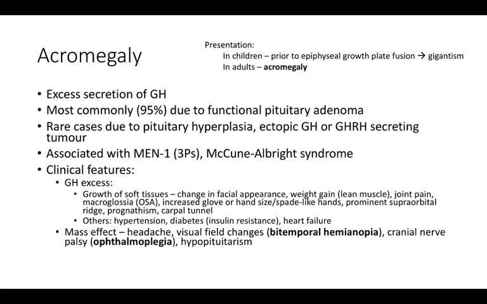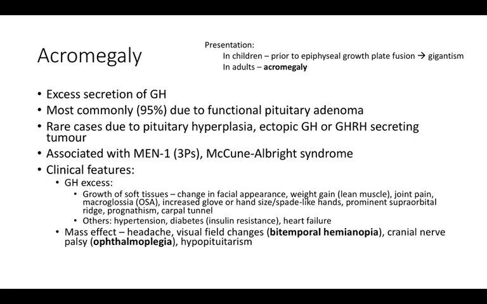Clinical features associated with acromegaly can be attributed to growth hormone excess, but also mass effects associated with the pressure effects of the pituitary adenoma. So features associated with growth hormone excess include the growth of soft tissues, coarsening of facial appearance, weight gain, joint pain, macroglossia, an increase in hand or glove size, prominent supraorbital ridges, prognathism, and carpal tunnel due to compression of the median nerve as it enters the hand in the carpal tunnel.